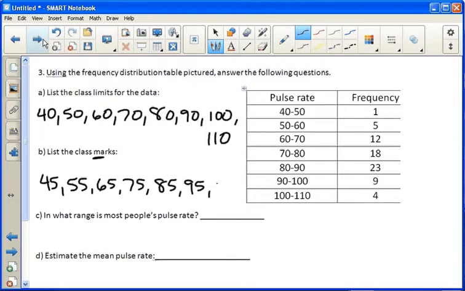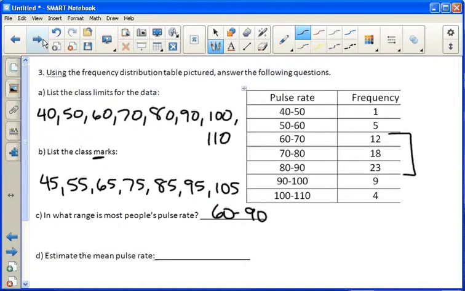Okay, in what range is most people's pulse rate? If you wanted to say 80 to 90, that would be true. But it looks like, to me, these 3 categories are pretty full. So I would probably say 60 to 90. I'd also accept 70 to 90 or 80 to 90. If you put that, I think that would be fair. But almost all of them fall in the 60 to 90 range, so that's why I chose that.